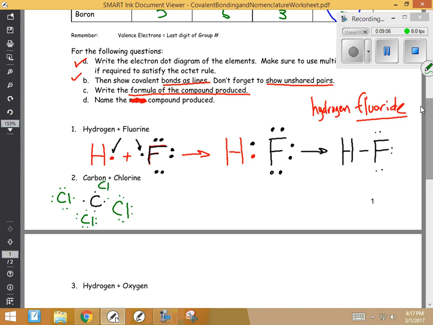And 1 up here. Kind of running out of room, sorry. 4. They react to form. Now I'm kind of taking a long route here. First few times we'll do this. We'll show the dot diagrams, and then we'll show the lines. We're going to always show our unshared pairs.